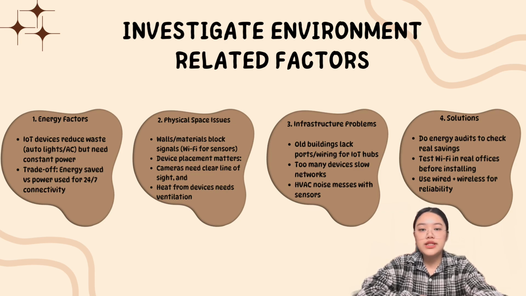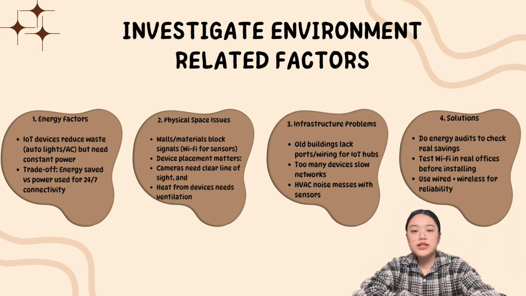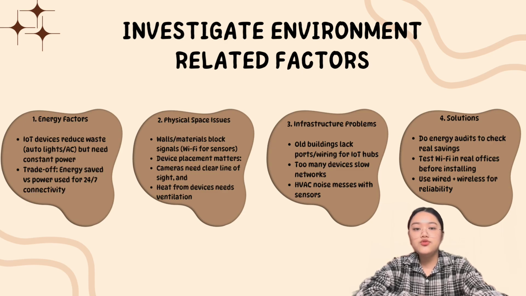Next, we have physical space issues. Sometimes the building materials or walls can block signals, especially Wi-Fi, which many IoT sensors depend on. So the placement of devices becomes very important. For example, cameras need a clear line of sight, and any obstruction can affect their performance. Also, many devices generate heat, so they need good ventilation to avoid overheating. These are small details, but they make a big difference.